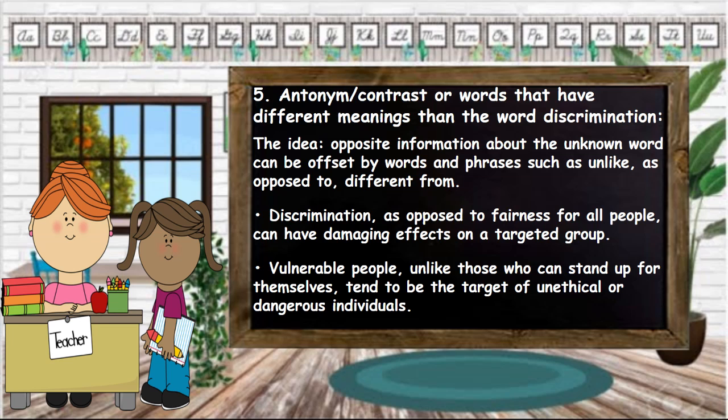Number 5 states looking at antonyms or words that have different meanings, words that are contrasting than the word discrimination. The idea is to look at opposite information about the unknown word by offsetting words and phrases such as unlike, as opposed to, different from. Discrimination, as opposed to fairness for all people, can have damaging effects on a targeted group. Vulnerable people, unlike those who can stand up for themselves, tend to be the target of unethical or dangerous individuals.